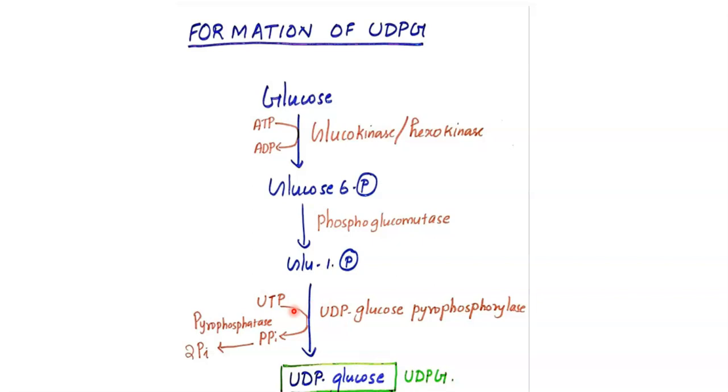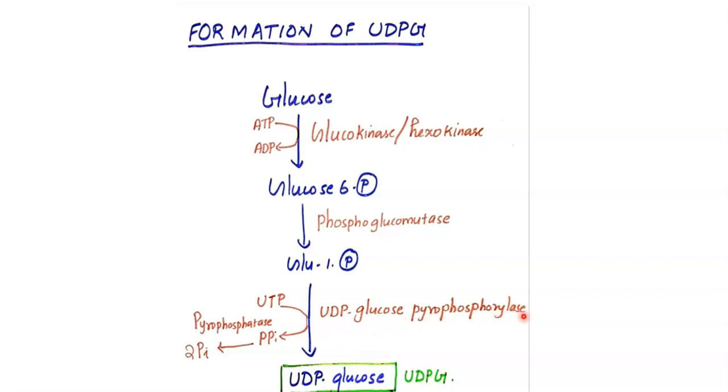What is UTP? Uridine triphosphate. This UTP, by the addition of glucose 1-phosphate, is converted to UDP with the removal of 2 phosphate groups. So UTP means UDP plus phosphate groups. Here we have glucose 1-phosphate. So UDP combines with glucose 1-phosphate and is converted to UDP glucose and PPi is removed, in presence of the enzyme UDP glucose pyrophosphorylase.